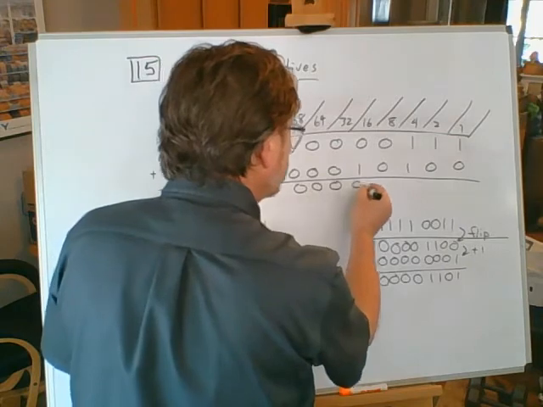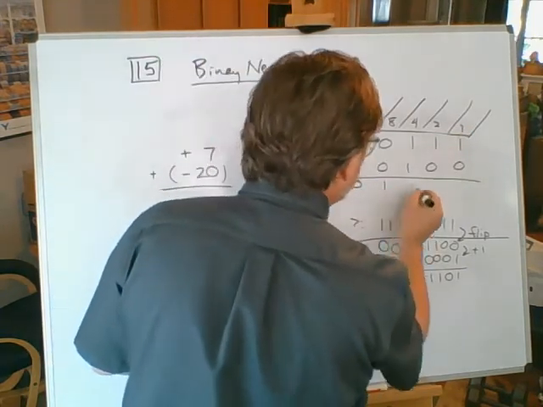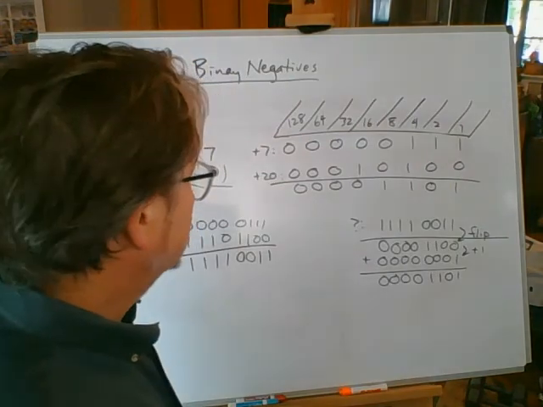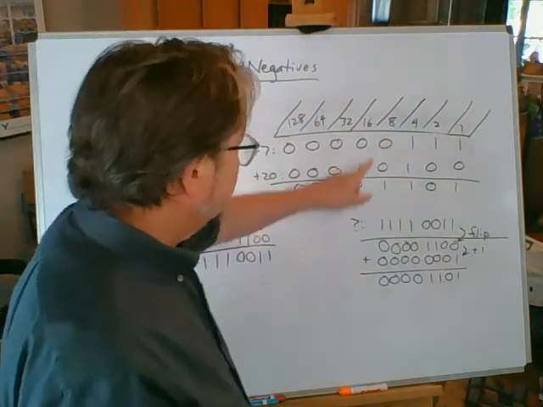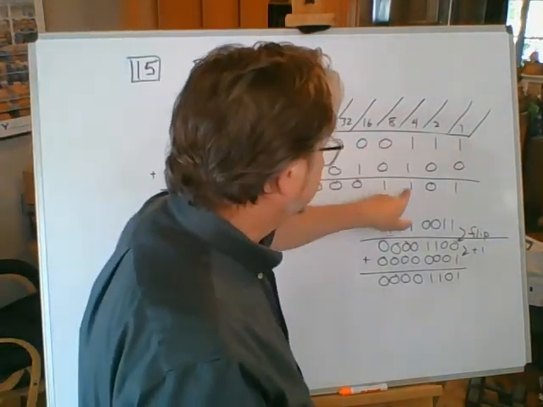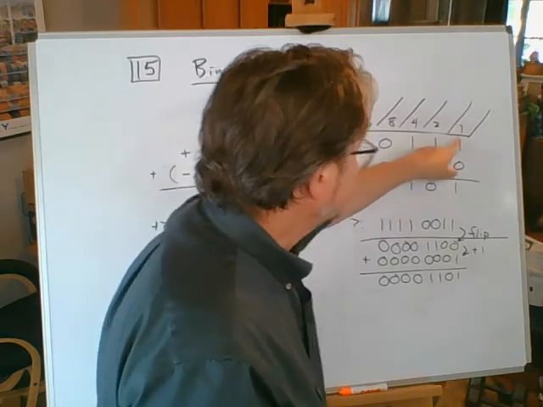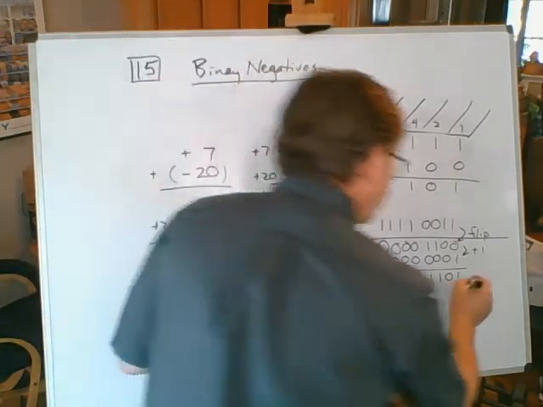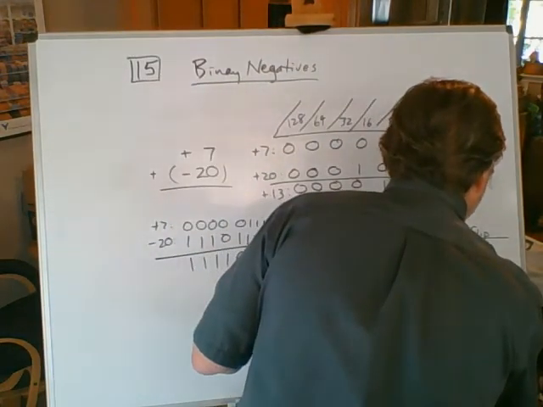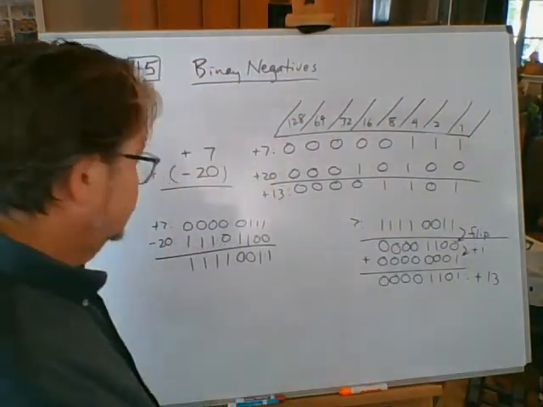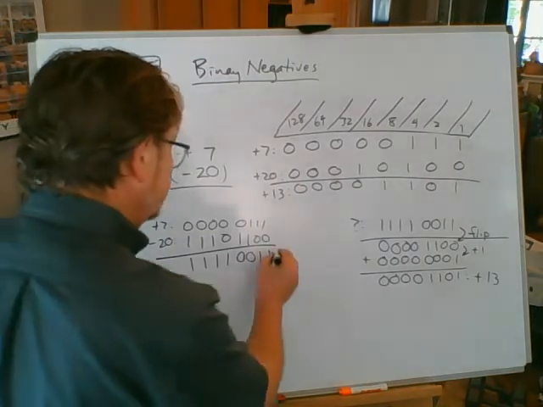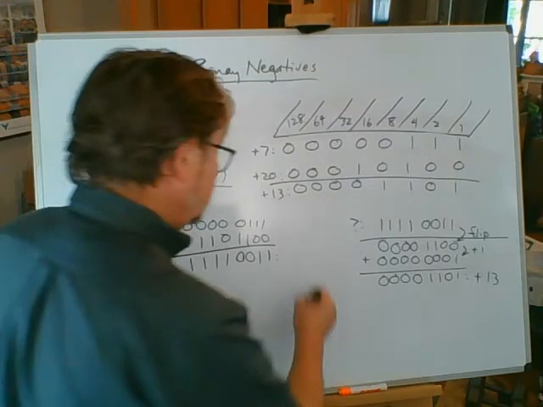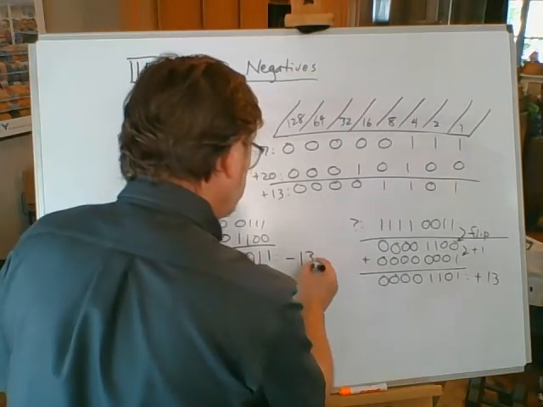0, 0, 0, 0, 1, 1, 0, 1. See if I can add that up in my head. Who knows? 8 plus 4 is 12, plus 1 more is 13. So it looks like that's positive 13. If that's the case, then this must have started off as negative 13 before I did all the stuff to it.